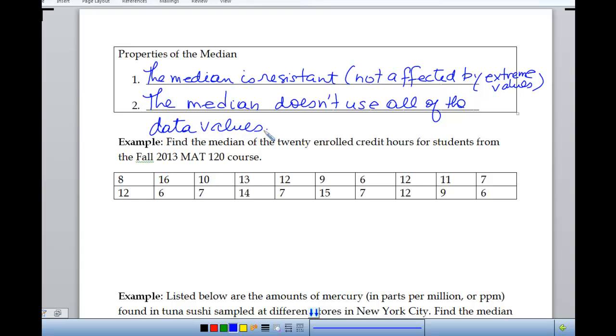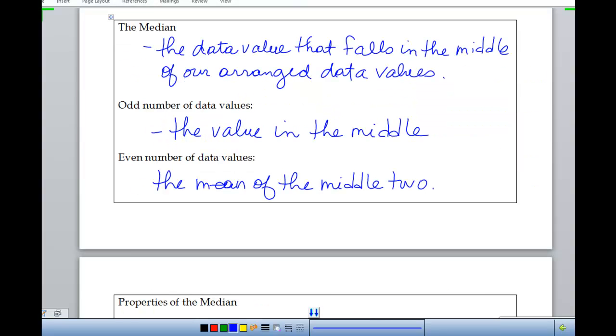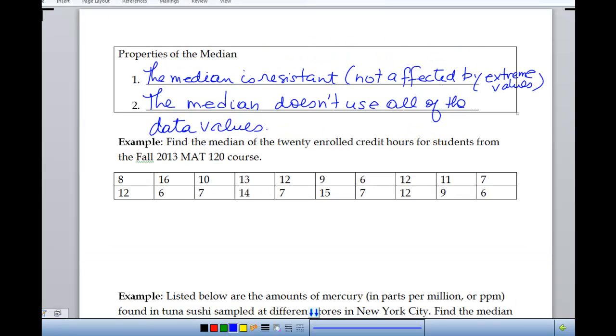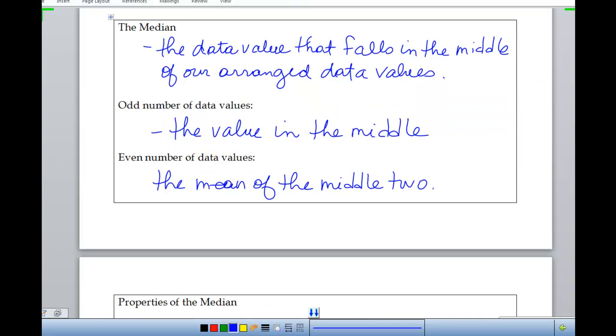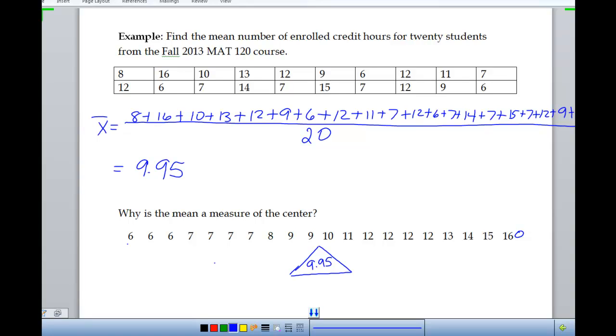So if we wanted to find the median of the 20 enrolled credit hours for students from our class, I'm going to flip back here and look at our arranged data. I didn't arrange it here because I wanted you to know step one is to arrange the data in order. Once we have it arranged, we've got 20 values. So what are we going to do to find the median? The mean of the middle two.